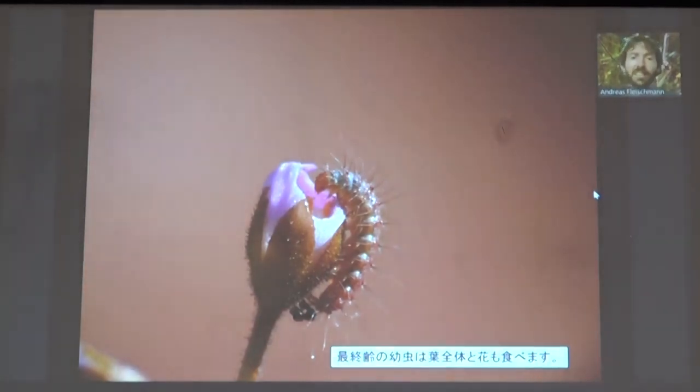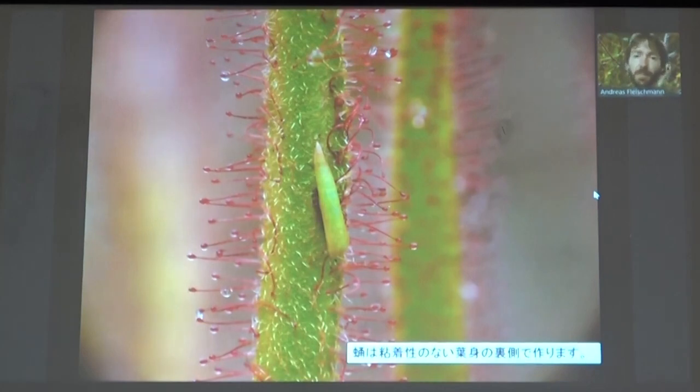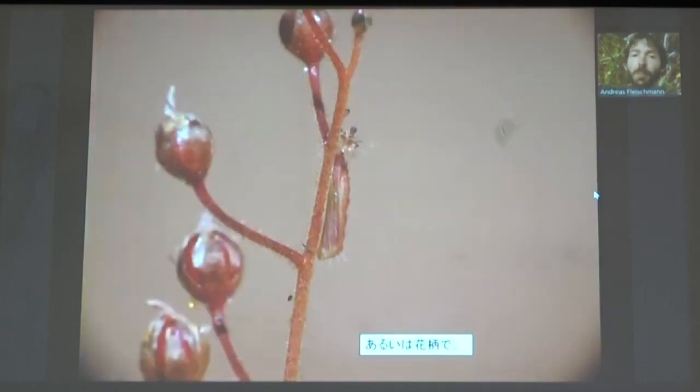The last larval instar then feeds on everything from the Drosera. They're now really big, the third instar larva. They feed on the leaves with the prey, with the tentacles, the entire leaf, and also on the flower parts. And then it pupates, and pupae are formed on the back sides of the Drosera leaf, which are not dangerous to the hatching moth, but also on the flower stalks.